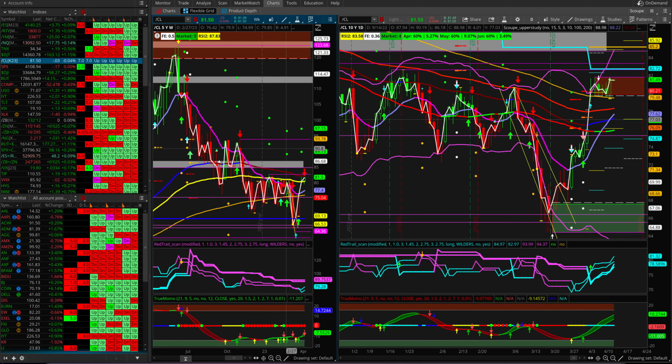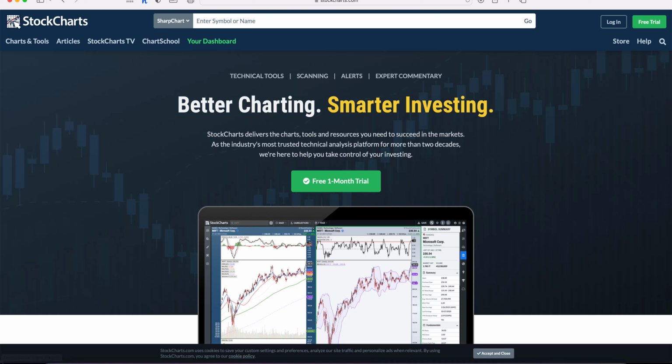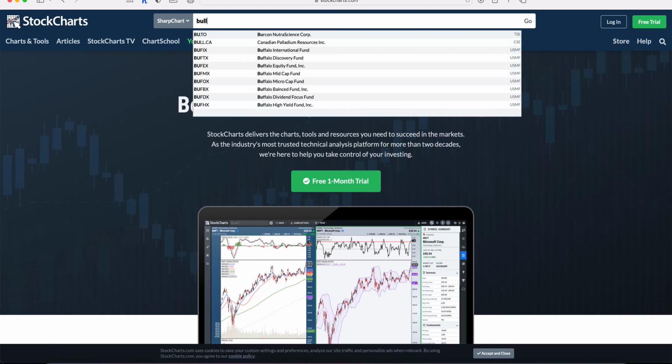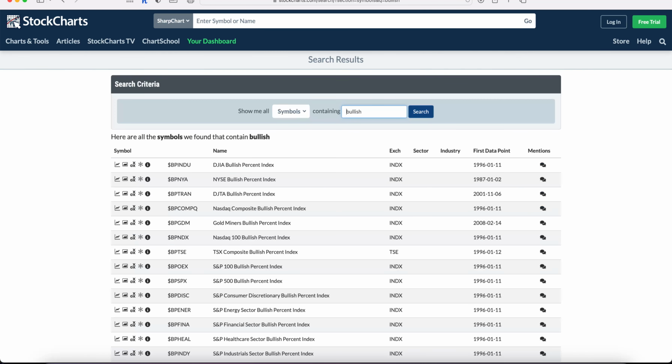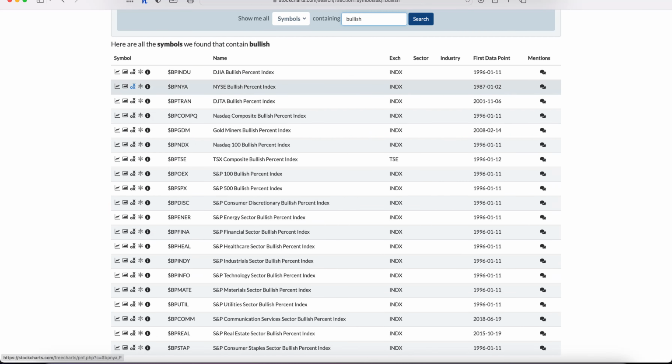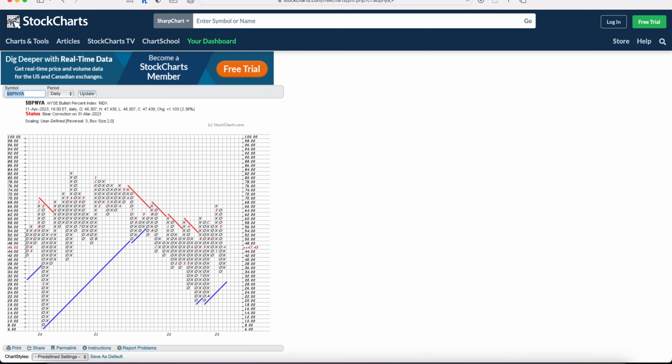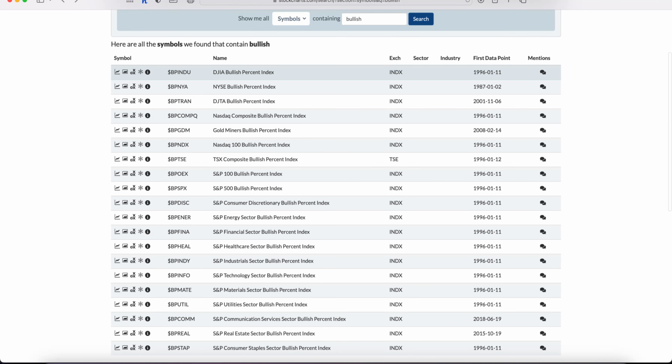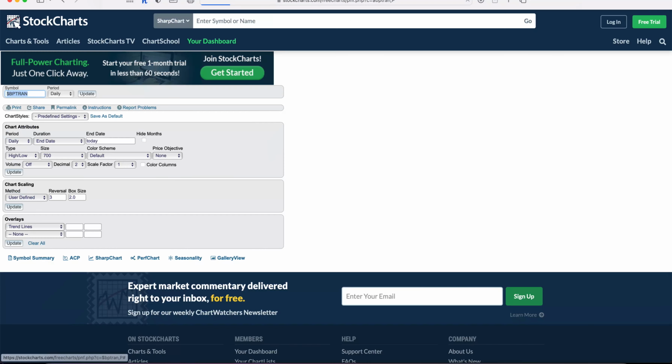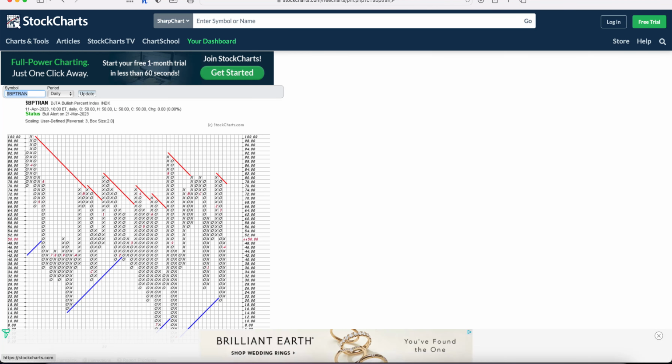And then we'll look at the internals. We go to stockcharts.com and we type in bullish. And I'm just going to look at the big ones. The New York average went up by 2.38% today. That's interesting. The transports are flat.